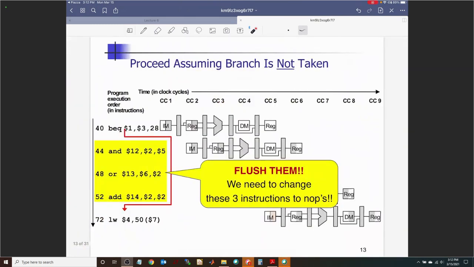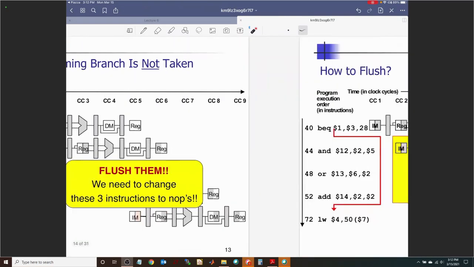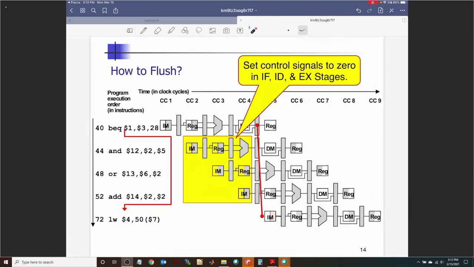So flush them out, change them to NOPs. That's going to be one of the options. I need to do that for 3 of them. Now the question is, how do you flush? As I said, just as you did for the NOP: set all the control signals to 0 for 3 instructions. In our example, it is for AND, OR and ADD, because those guys are right now in the pipeline.